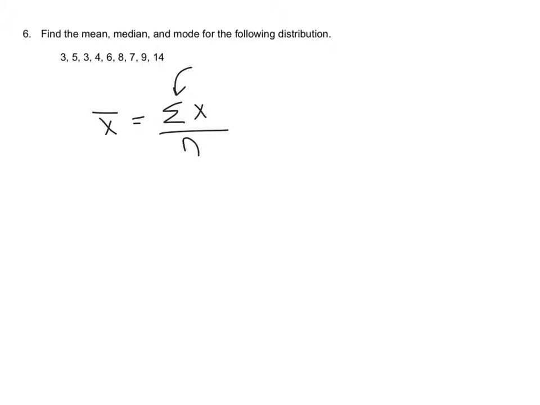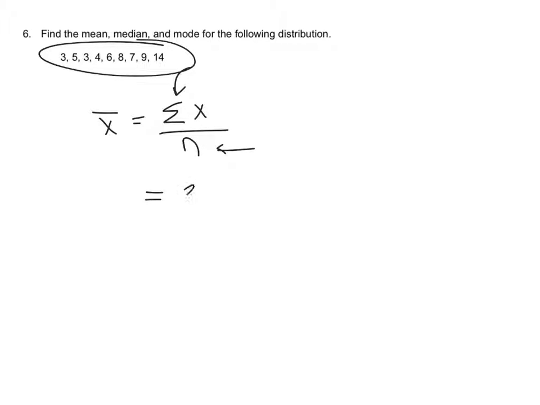This summation symbol is a Greek sigma. That just means that we're going to add all of the x's together. And then n represents the number of values in the set. So if we use this formula, first we're going to add all the x's together.